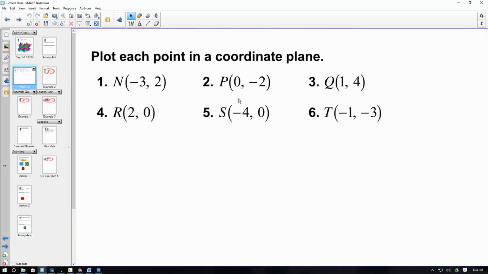So as a quick warm-up, we want you to plot each point on a coordinate plane. So you'll get your Cartesian coordinate grid and plot it out. Once you plot it out, we can think about what quadrant it will actually be in. So like this one here will be in quadrant 2. This here will be in quadrant, well, it's in between 3 and 4.